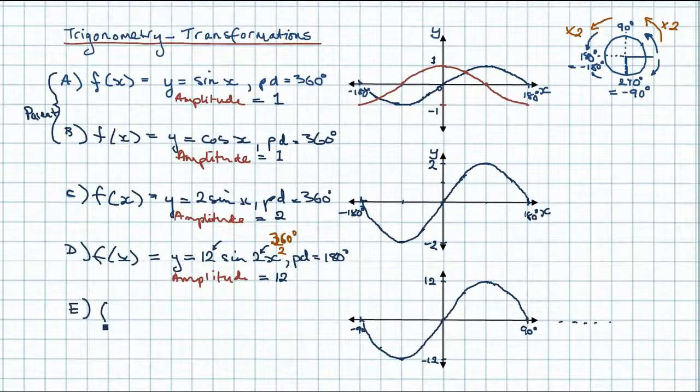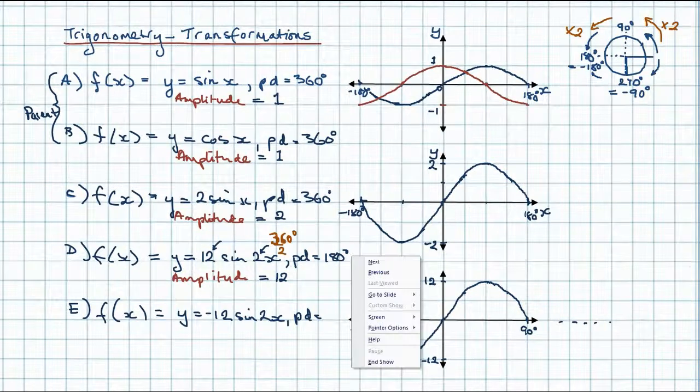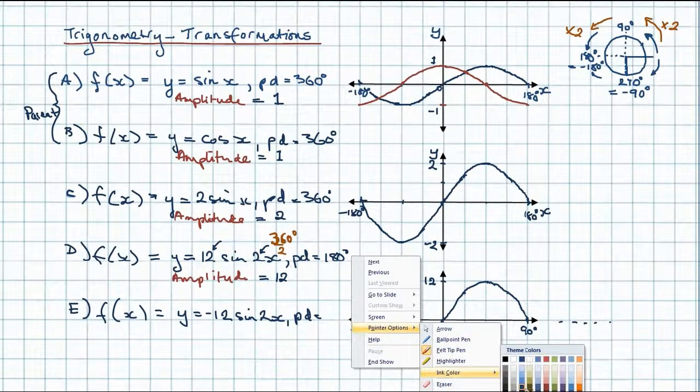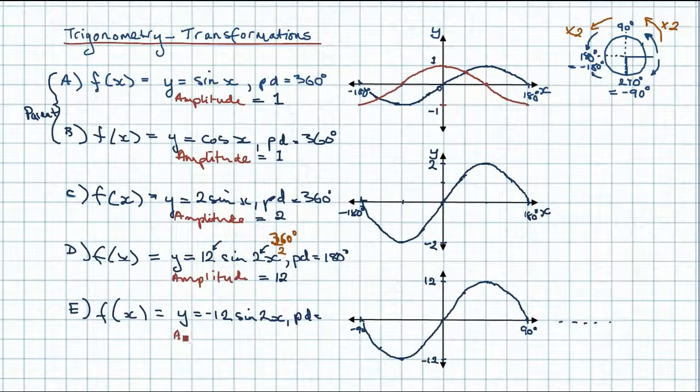F of x equals, well, let's just add a negative. In other words, multiply by -1. So y equals now minus 12 sine of 2x, where we've got to work out our period. And we're also going to work out our amplitude simply by adding a negative. What change did that make? Okay, amplitude.